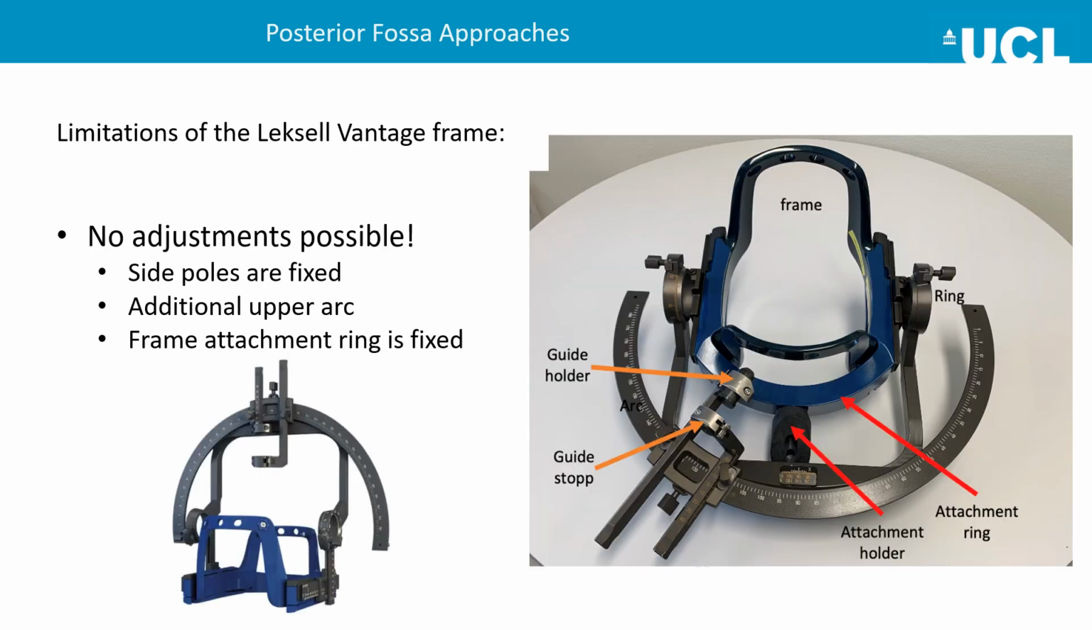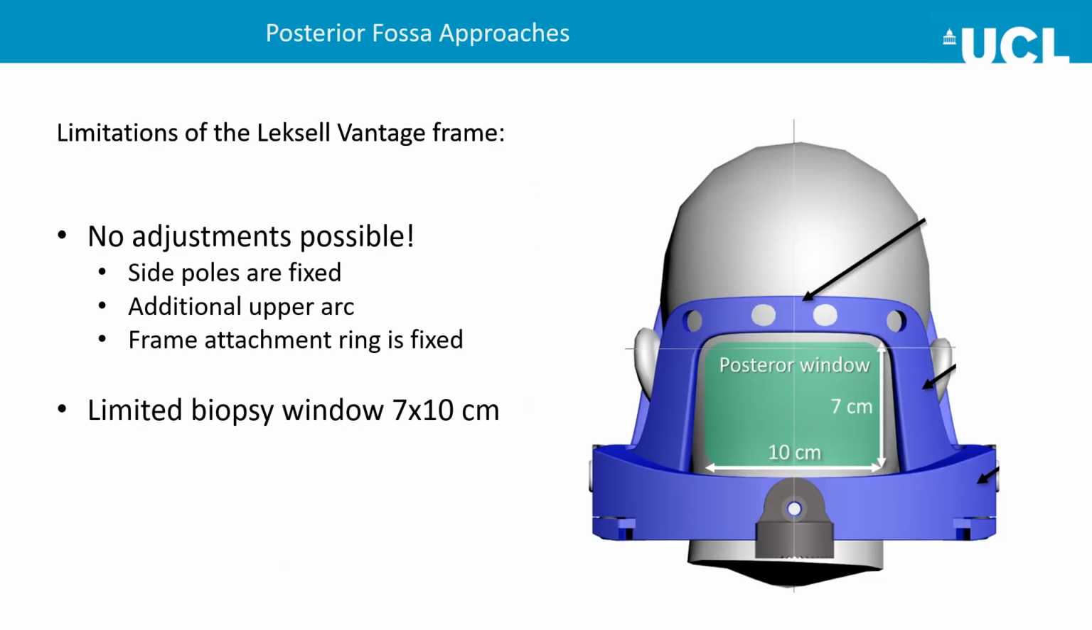The major limitation, however, is that there are no adjustments possible. So the side poles are fixed, there is an additional upper arc, and there's also a frame attachment ring that is fixed to the frame itself. That gives us a biopsy window for the posterior fossa of 7 × 10 centimeters.